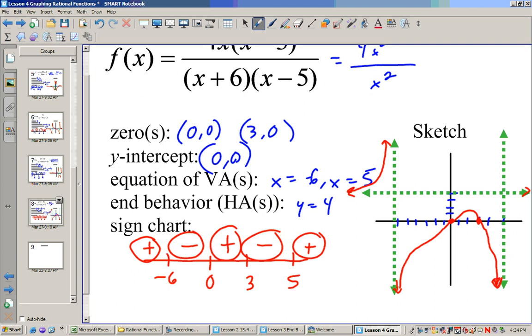Then to the right of 5, it's going to be positive the whole time, so it starts at the top, curves back around, and this should never go back on itself. That was kind of bad drawing.